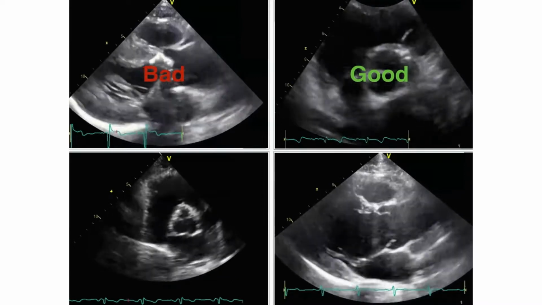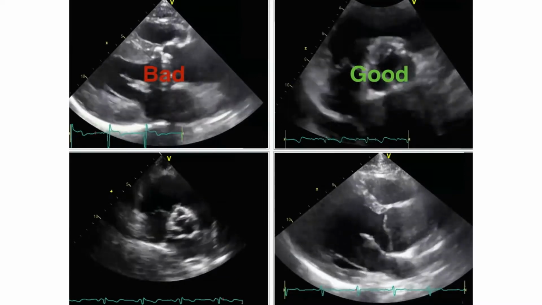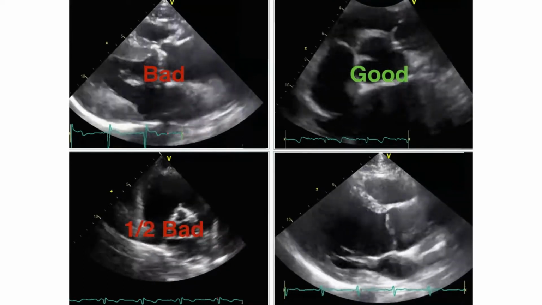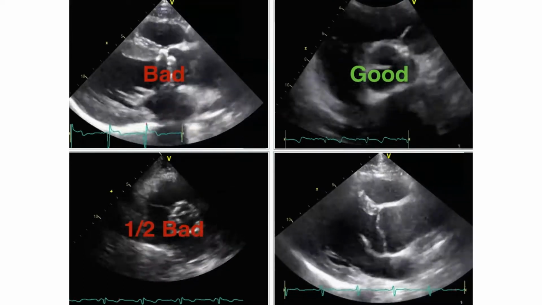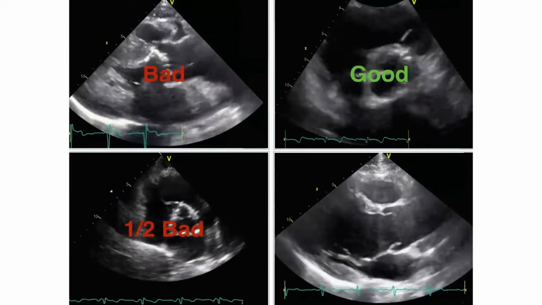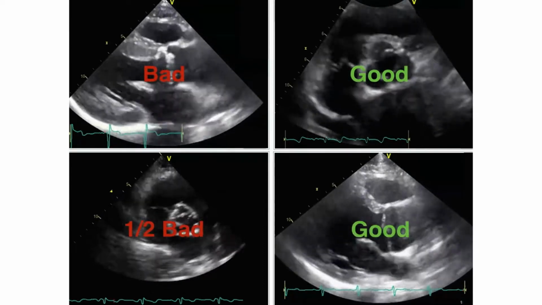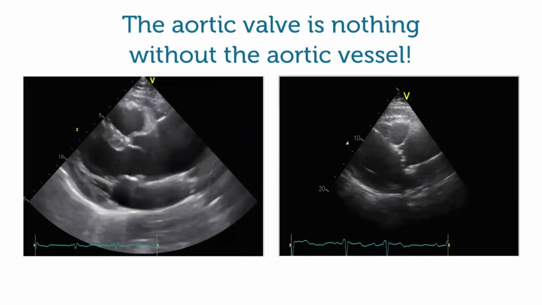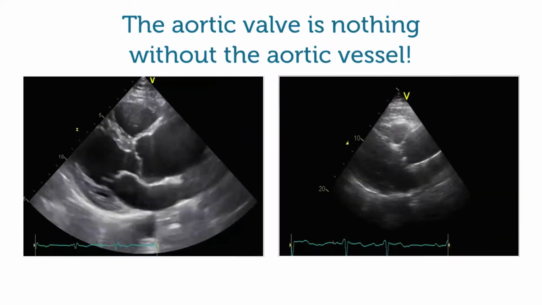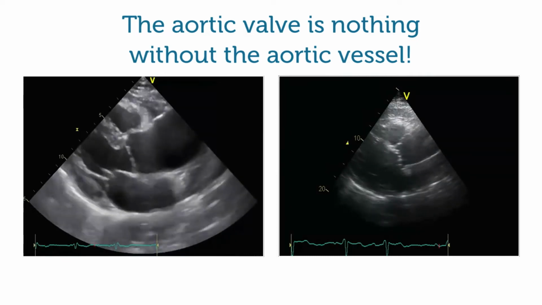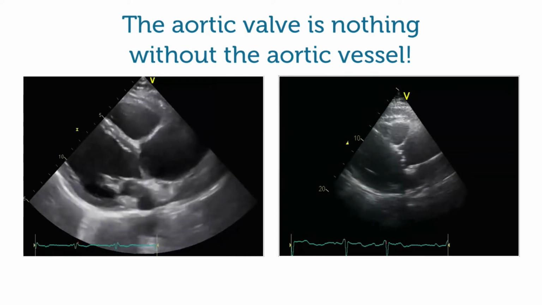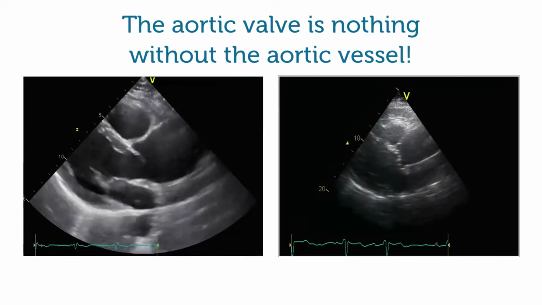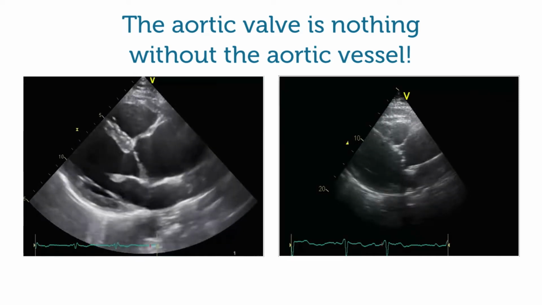The third one, well, actually, I would say this is half bad because it's calcified, it's a rigid valve, but still opens. And the last one is a normal valve. We can say it's good. We also consider the ascending aorta together with the aortic valve. Please do always consider them as a unique structure. This will help you in making the diagnosis in complex cases.